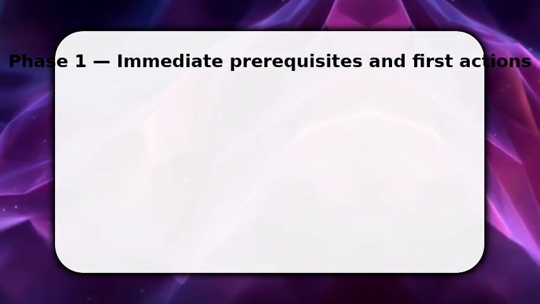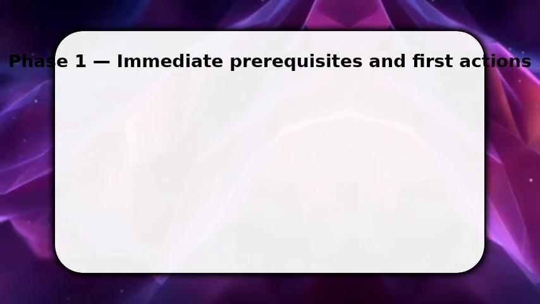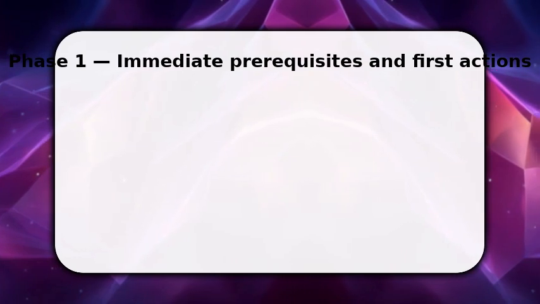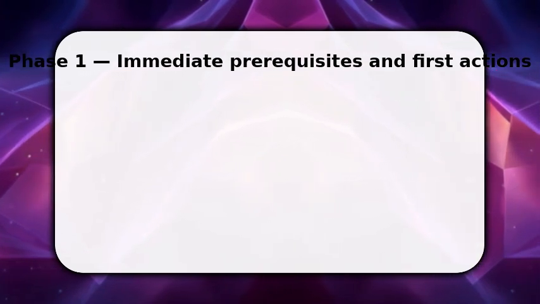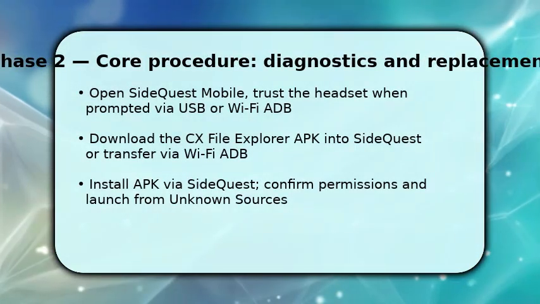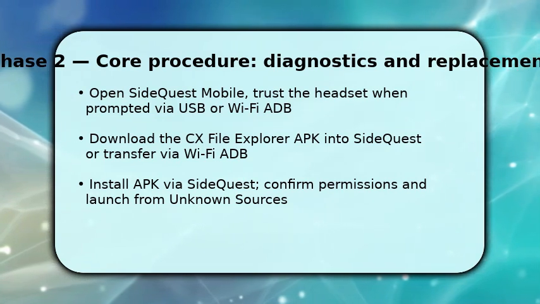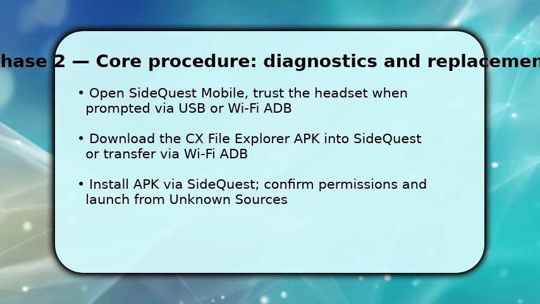I'm telling you how and why. Developer mode allows alternative apps, and SideQuest handles APK installation without a PC, so you can continue inside the headset. Once SideQuest is running, connect to your Quest 2 using USB or Wi-Fi ADB. Accept the trust prompt in the headset.